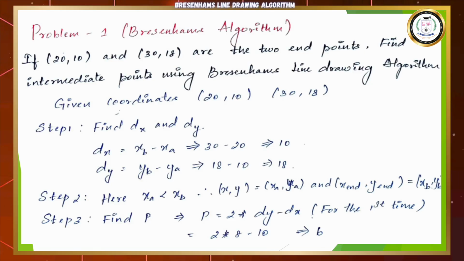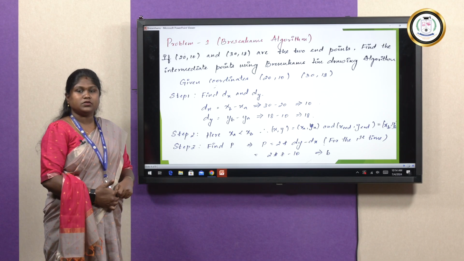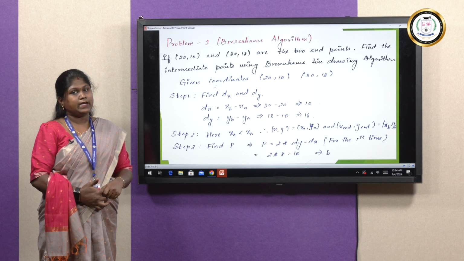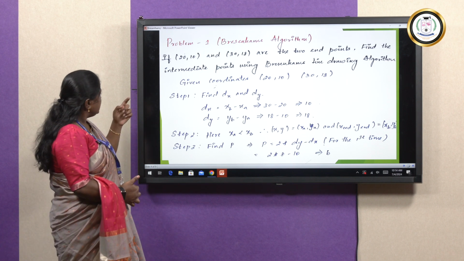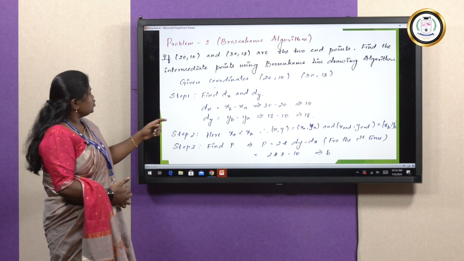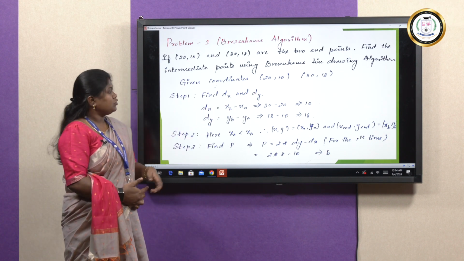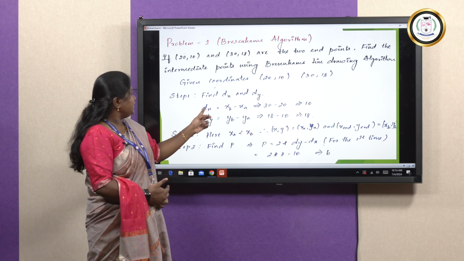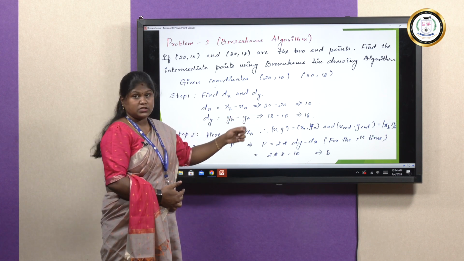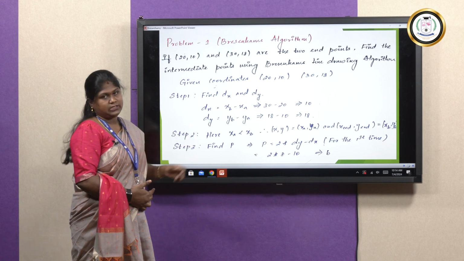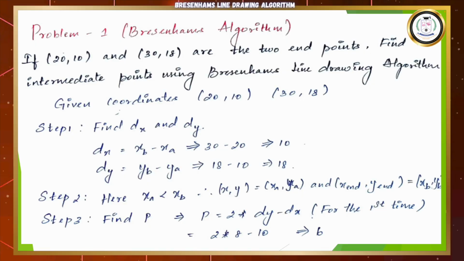Here we are given two endpoints, 20, 10 and 30, 18. Now by using Bresenham's line drawing algorithm, we want to find the intermediate points. As per our algorithm, the very first step is to find dx and dy. We have two endpoints, 20, 10 and 30, 18, so we make them xa, ya and xb, yb. We substitute into the formulas: the dx value is 30 minus 20, which is 10, and the dy value is 18 minus 10, which is 8. So now we have the dx and dy values.